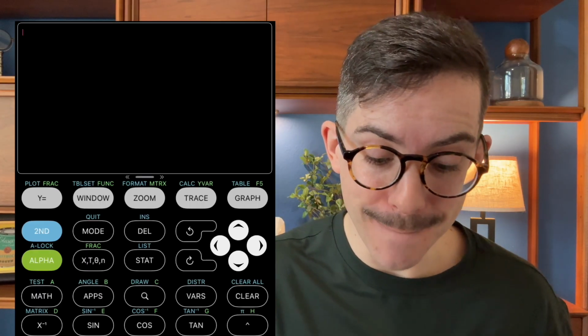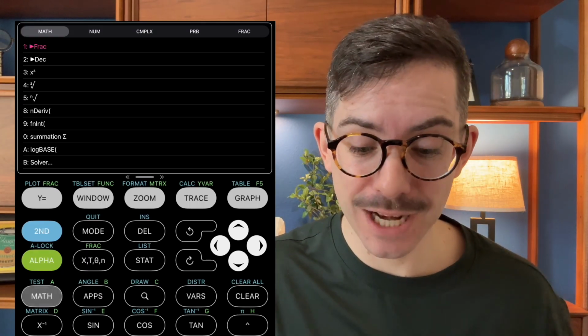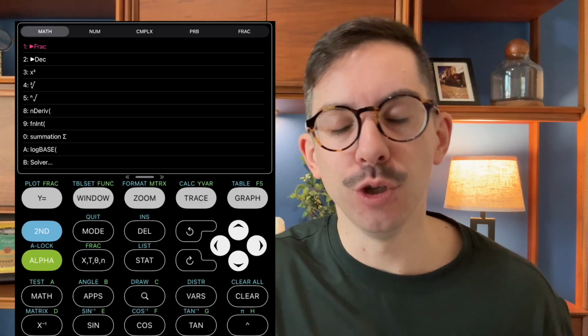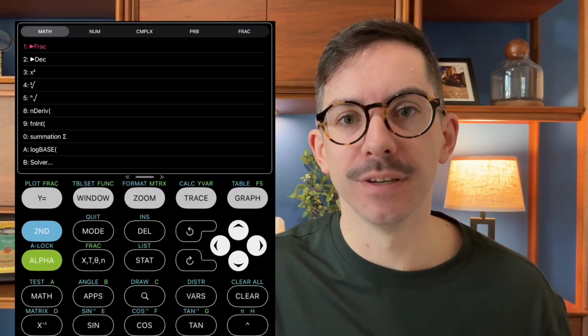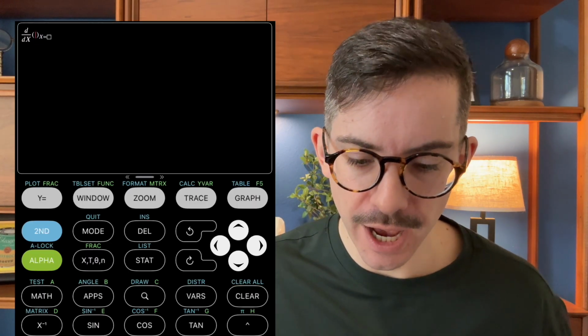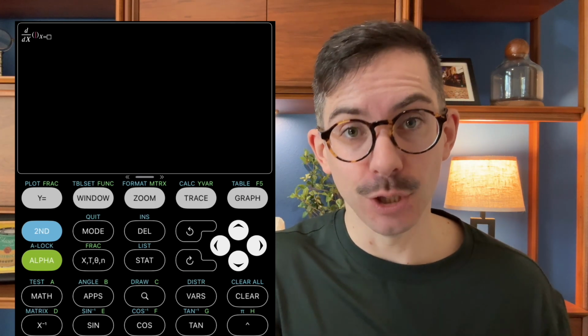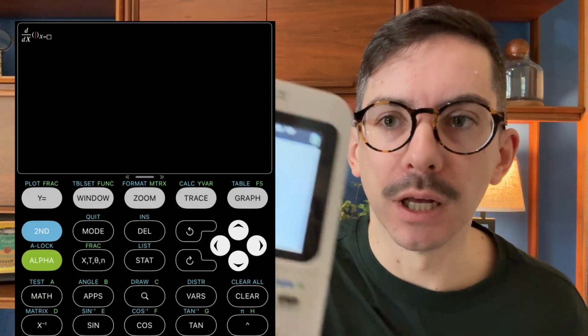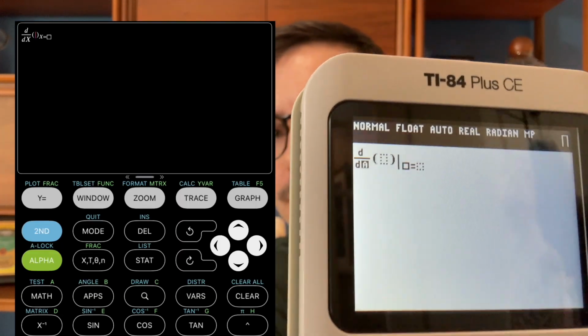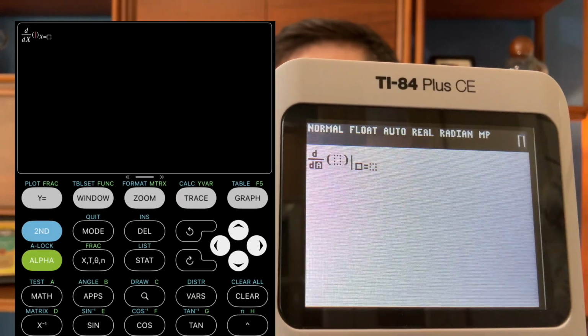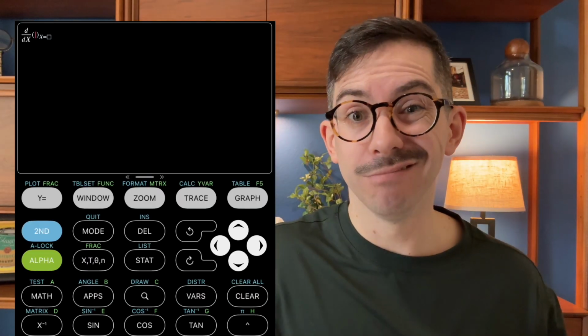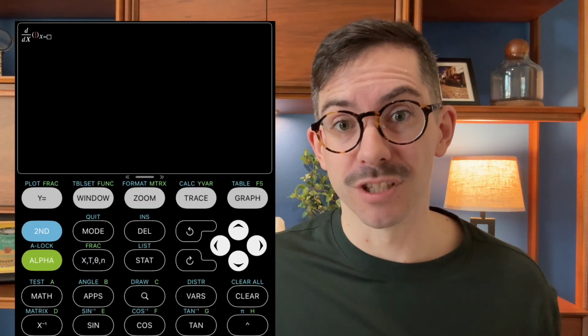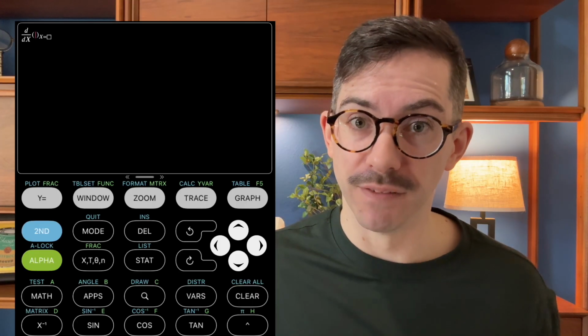You're going to hit Math to bring up the Math menu, and then you're going to hit 8. You can see that says N-deriv, deriv for derivative. Now, when I do this on my app that you can see on screen, it looks like this. On your calculator, it will probably look a little more like this. Okay, you have some boxes to fill in. If you fill those in and hit enter, it will give you the approximation of the value of the derivative.